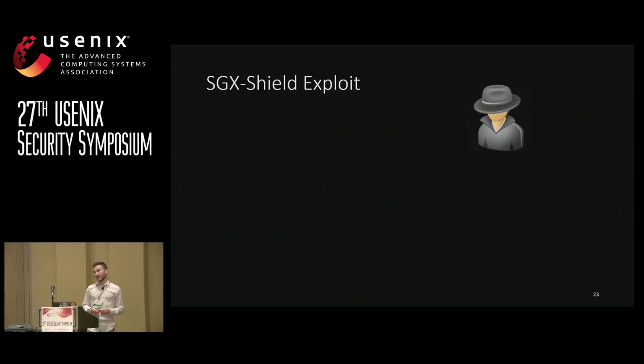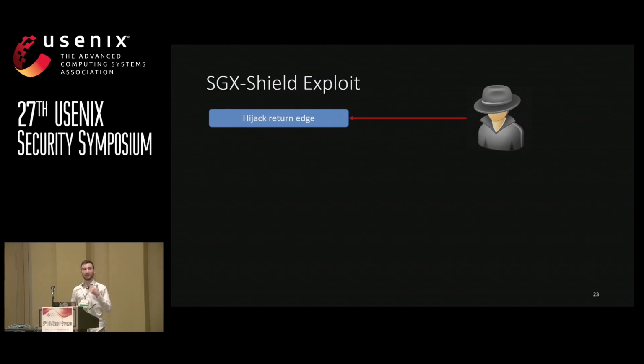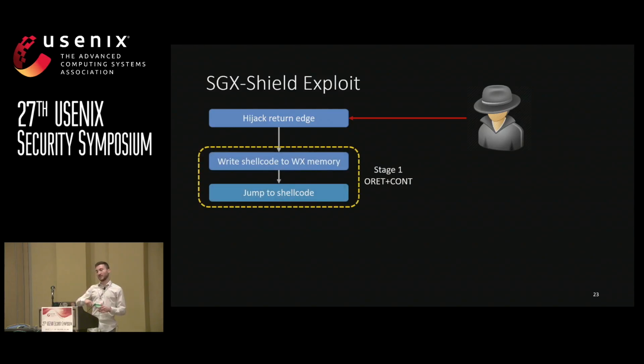So how do we exploit SGX-Shield? Well, the first thing that we do is that we hijack a return edge. Like I said, the CFI for return edges is not properly instrumented. Then we actually use the ORET plus continue loop to write some shellcode to memory.